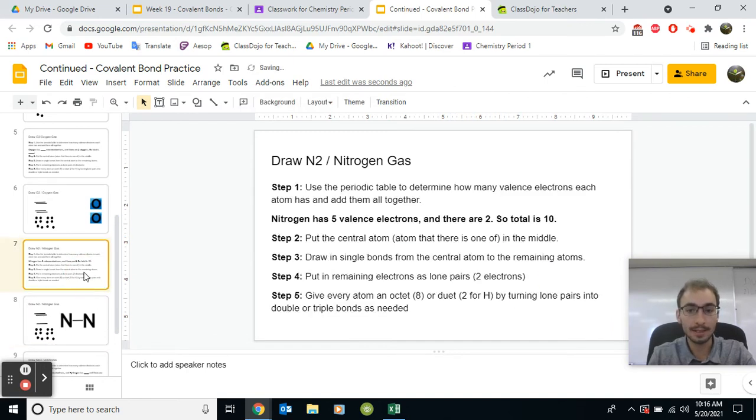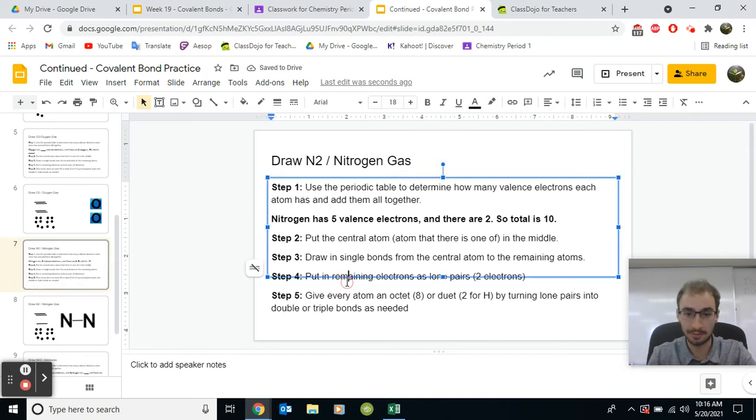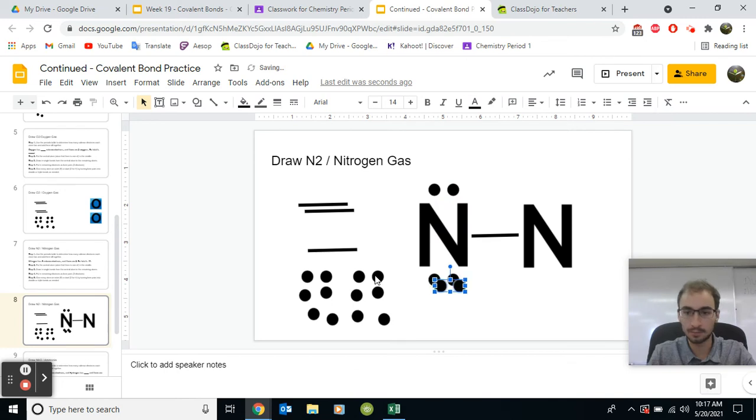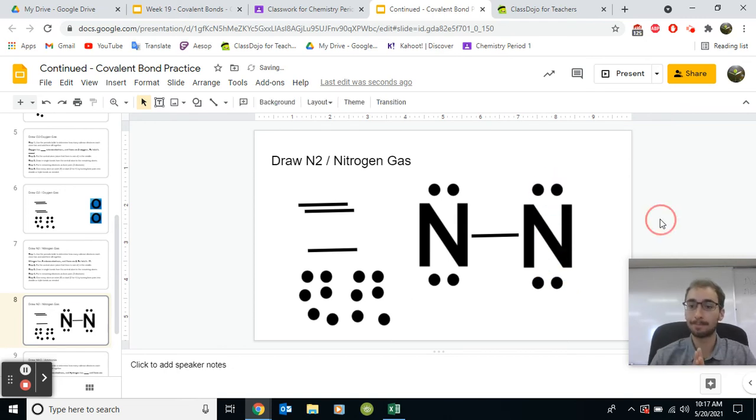Okay. Then it says put in remaining electrons as lone pairs. So I have 10, and I just used 2. So that means that I have 8 left. And I'm going to spread them out. 2, 4, 6, 8. Okay. That means I just used all 10. 2, 4, 6, 8, 10.